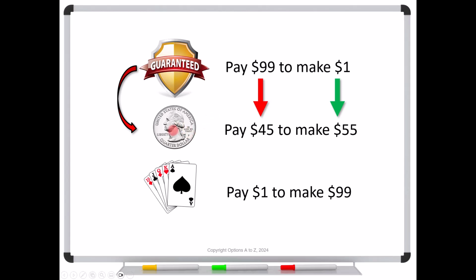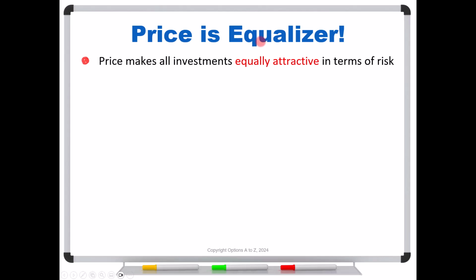As we went from the coin game to the card game, what happened? We increased the risk even more. How did the crowd respond? Well, they pushed the price down from 45 down to 1. And what did that do for the reward? We went from 55 to 99. So you can see very clearly what happens is that as you increase the riskiness, people recognize that they don't want it, relatively speaking, but they respond by pushing the price down, and that in turn is what makes the reward go up. So something else to understand is that price is the equalizer.